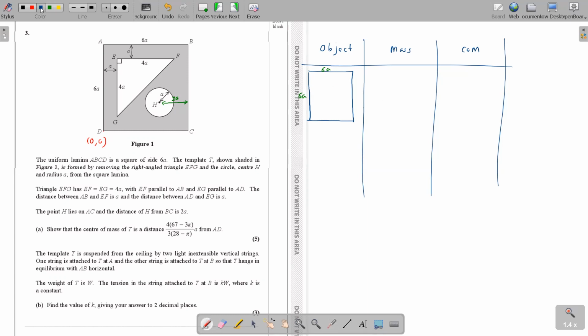So what's the area here? 6a into 6a. The answer is 36a square. Great. So what's the center of mass? Tell me the x bar and the y bar. In a square, the center of mass is exactly in the middle. What's the middle coordinate? 3a, 3a. Everyone agrees with that? Any disagreement? Anything to comment about?